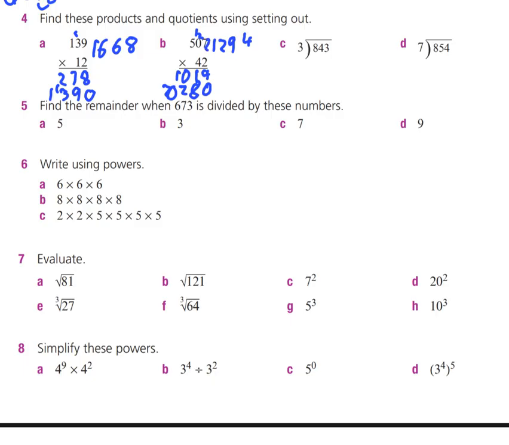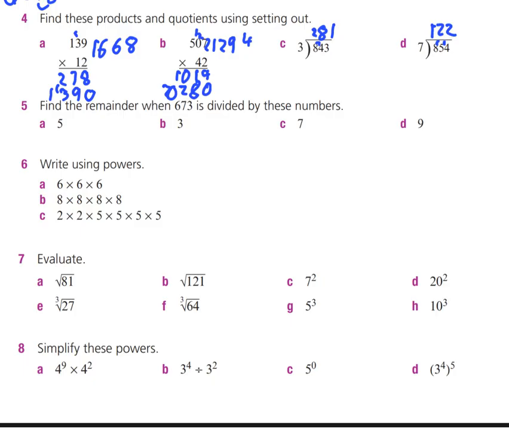Over here, 3 into 8, 43. 3 goes into 8 2 times, with 2 remainder. 3 into 24 goes 8 times. 3 into 3 goes once. 7 into 854 is once, with 1 remainder. 7 into 15 is 2, with 1 remainder. 7 into 14 is just 2. No remainders. Find the remainder when 673 is divided by these numbers.